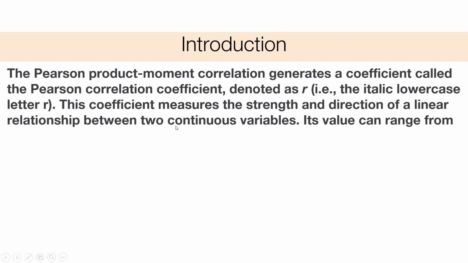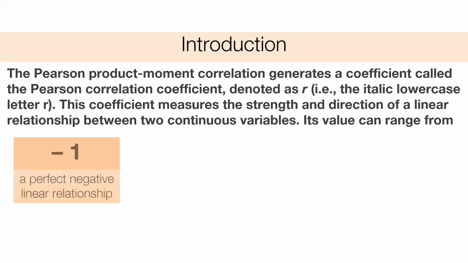So again, when we say continuous variables, both of them are interval, both of them are ratio, or one is interval and the other is ratio. Take note that if your data is nominal or ordinal, then Pearson product moment correlation or Pearson r is not applicable to test the relationship between two variables.